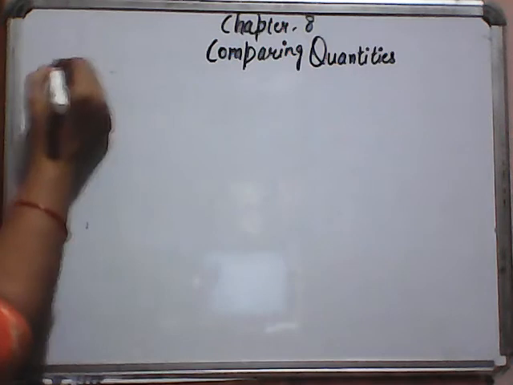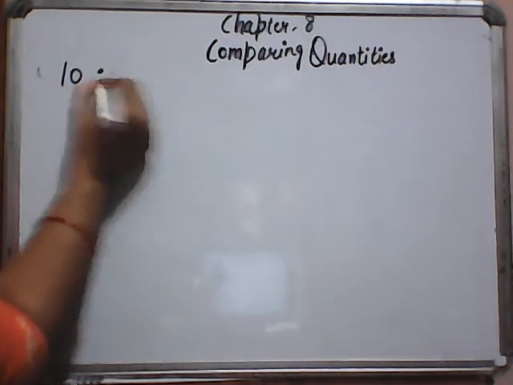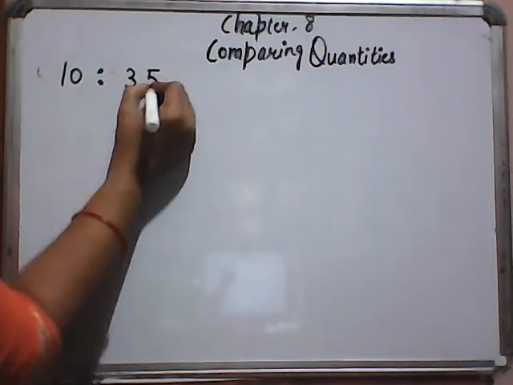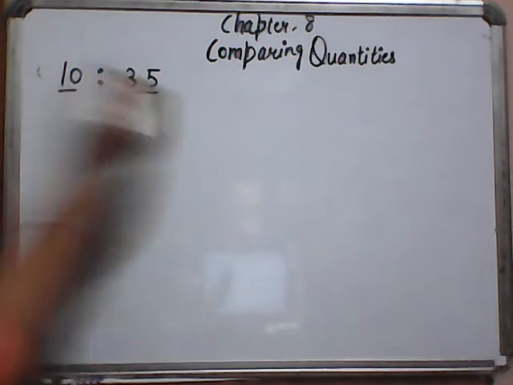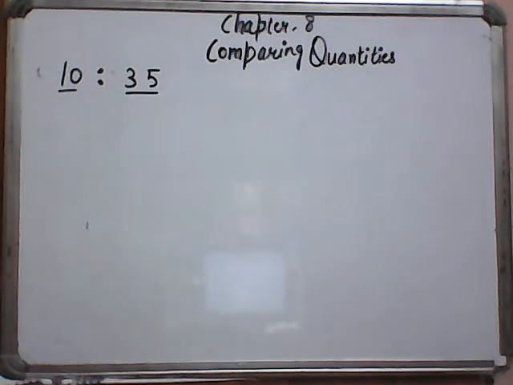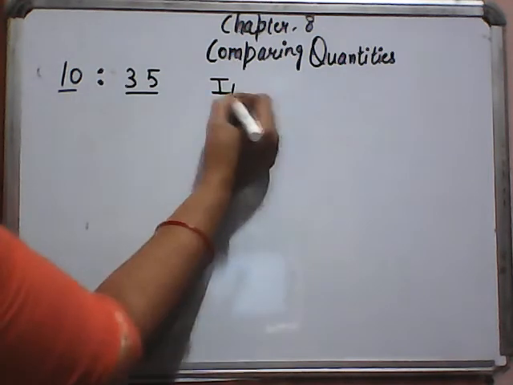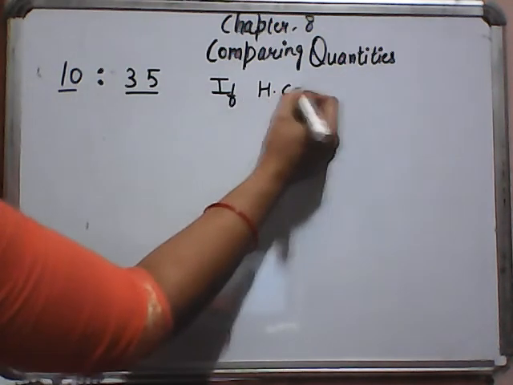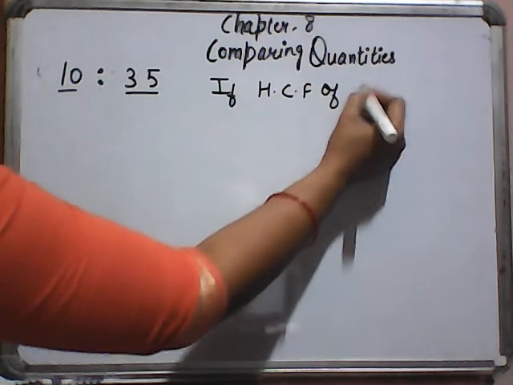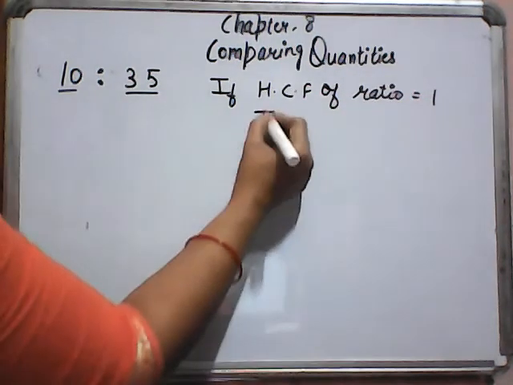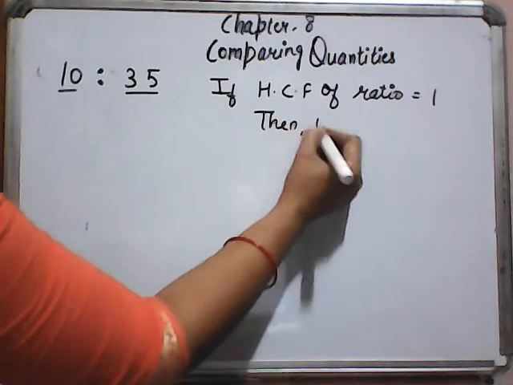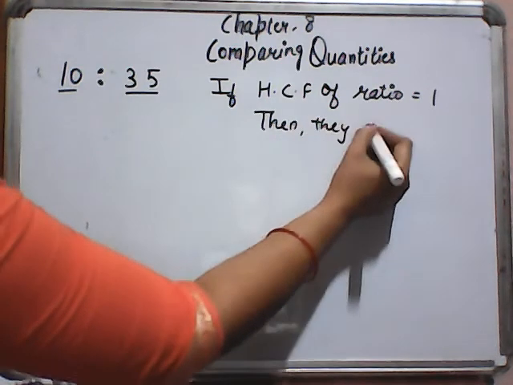Suppose the first question given to you is 10 ratio 35. You have to convert it into lowest form. How can we check this ratio is not in lowest form? If the HCF of the given ratio is equal to 1, then they are in simplest form. Then they are in lowest form.